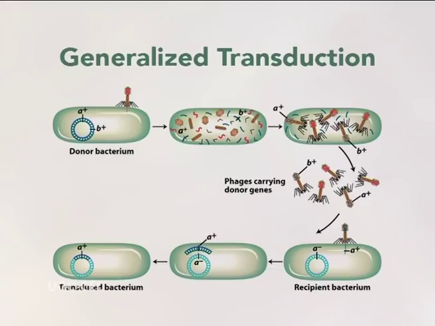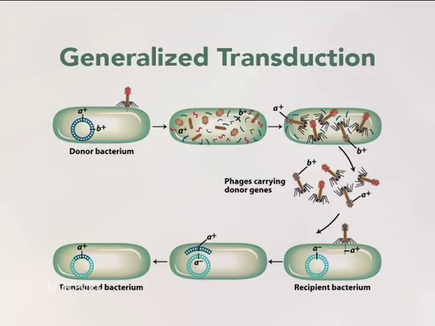Joshua Lederberg and Norton Zinder discovered generalized transduction in 1951. It occurs during the lytic cycle of virulent and some temperate phages and can transfer any part of the bacterial genome. As shown in the figure, during the assembly stage, when the viral chromosomes are packaged into protein capsids, random fragments of the partially degraded bacterial chromosome also may be packaged by mistake.